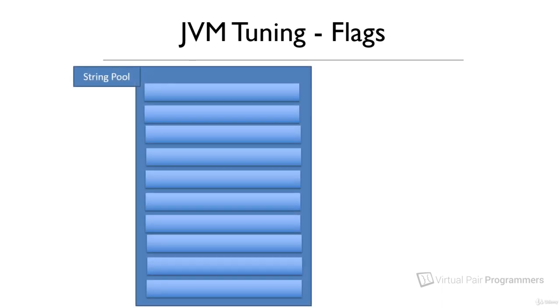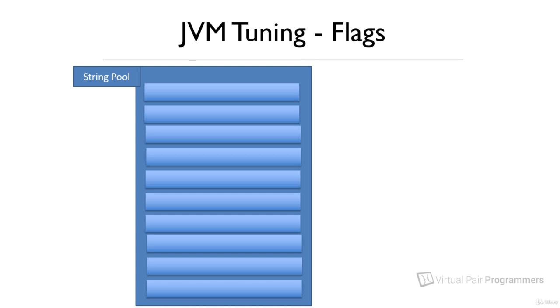So we can think of the string pool as being a set of buckets. Initially, if this was a standard hash map, there would be 16 buckets in the pool. Now, to keep things simple on screen, I'm not showing all 16. I think I've got 10 of them here, and they're numbered 0, 1, 2, 3, and so on.